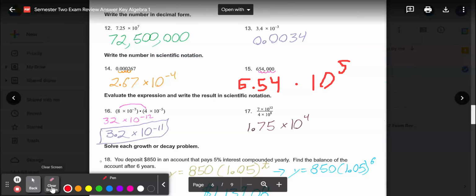Then moving down to 16 and 17, using our properties and rules. Multiply the numbers out in front. 8 times 4 is 32. 10 to the negative 7th and 10 to the negative 5th is 10 to the negative 12th. Now remember, only one digit in front of the decimal, so this decimal had to go 1 spot left, dropping this to 10 to the negative 11th. 17, 7 divided by 4 is 1.75. 10 to the 12th divided by 10 to the 8th, 10 to the 4th.